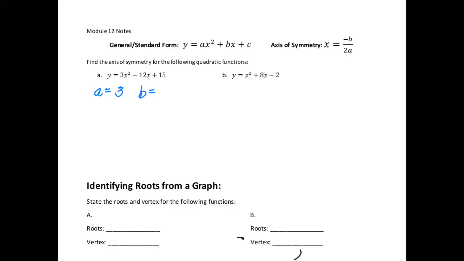Give me the B. Come on, cheerleaders, let's go. -12. No, I was not a cheerleader ever. Give me the C. What's the C value? 15. There we go.